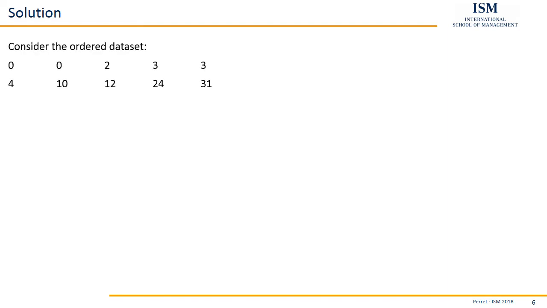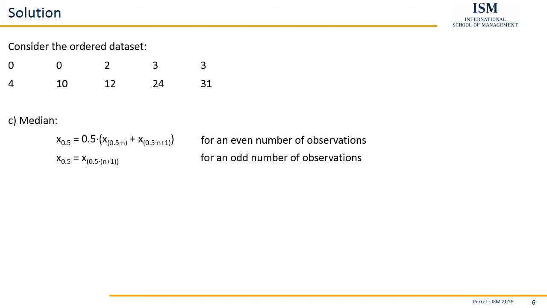Third part was on calculating the median, and for this we used the ordered data set. If we want to calculate the median, however, we need to consider that there are 2 formulas for the median. And, well, they depend on how many observations I have, or rather whether I have an even or an odd number.